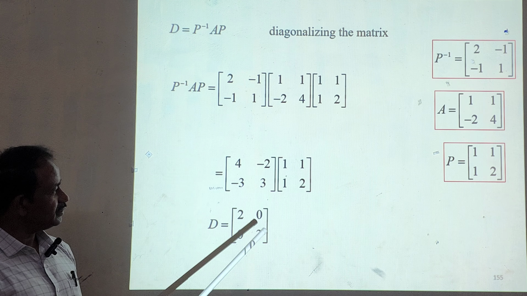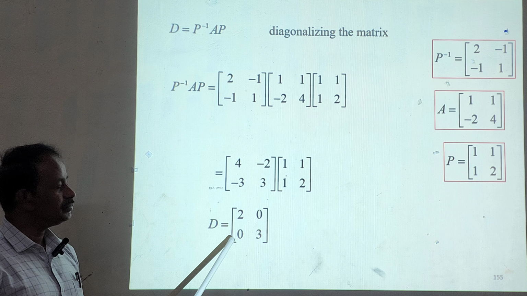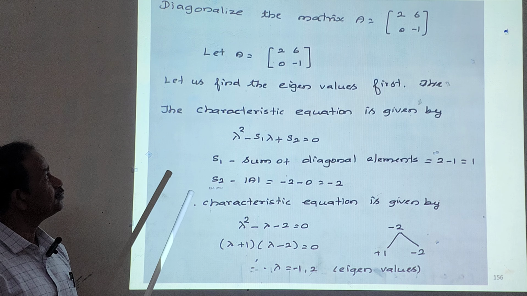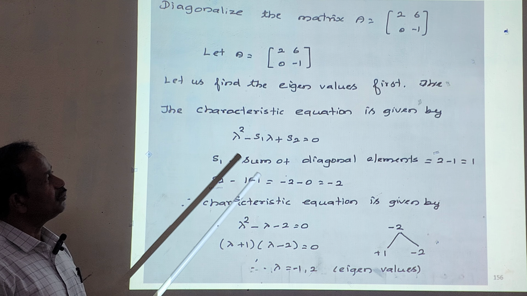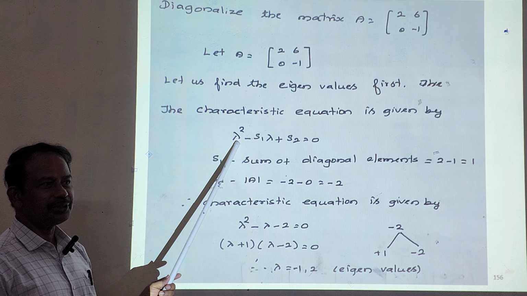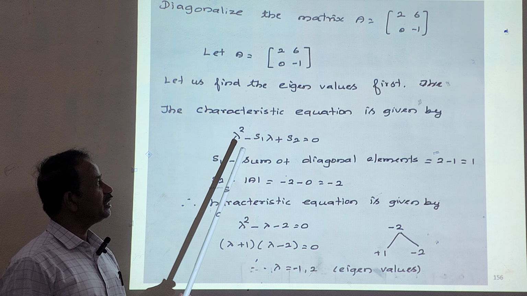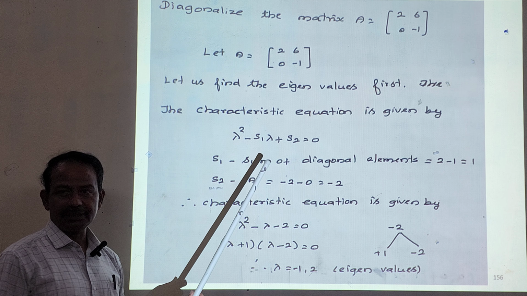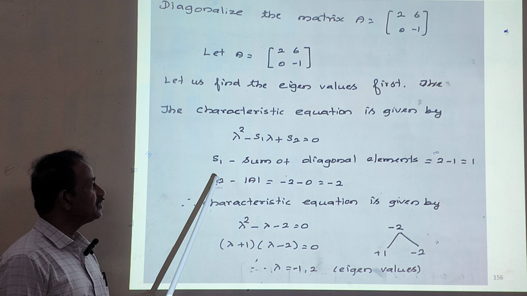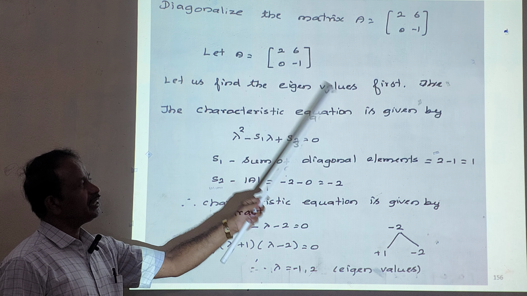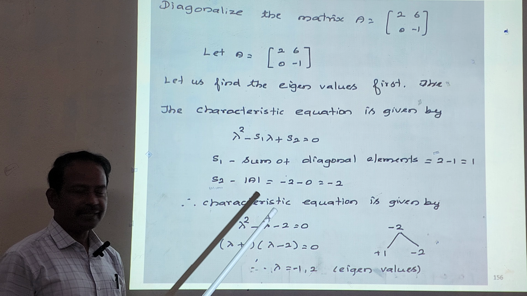Okay. Any doubt in the previous problem? So we have come to the diagonal form of a matrix. Diagonalize the matrix A equals 2, 6, 0, minus 1. So now we are going to use a different method. We are going to use this formula, lambda squared minus S1 lambda plus S2 equal to 0, where S1 is the sum of diagonal elements, which is nothing but 2 minus 1, which is equal to 1. S2 is det A.